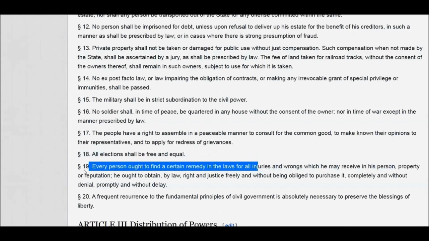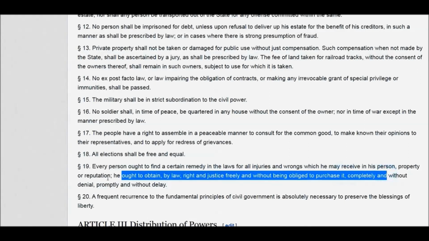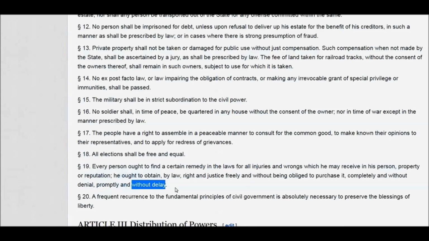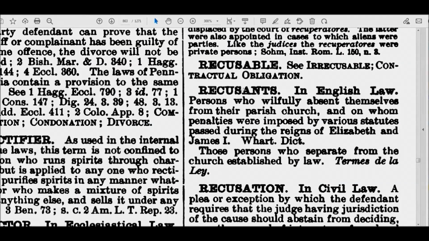But on the note of speedy trial, every person ought to find a certain remedy in law for injuries or wrong, which he may receive in his person, property, or reputation. He ought to obtain by law, by right, and just freely without being obliged to purchase it, completely and without denial, promptly, without delay. Literally, you can go to the Bill of Rights in any given constitution. You can look at anything that's been said, which is the what, and then you can take that what and you can implement. The show cause for it is actually for them to afford them due process.